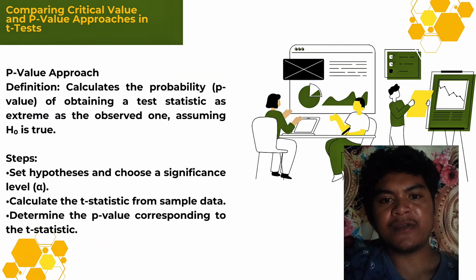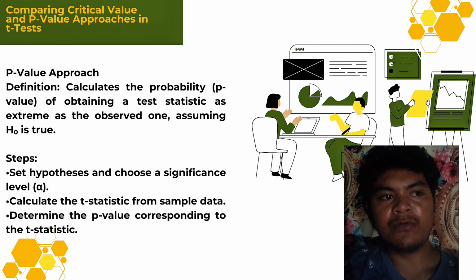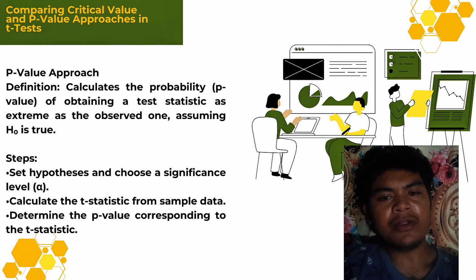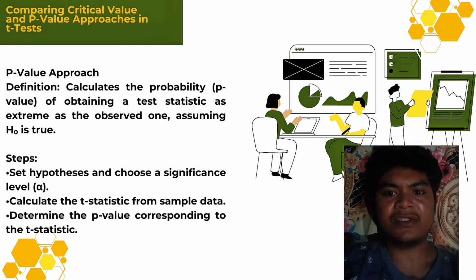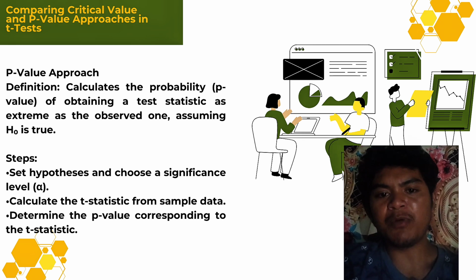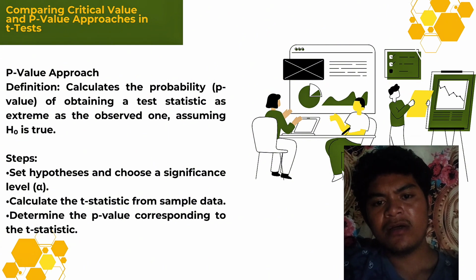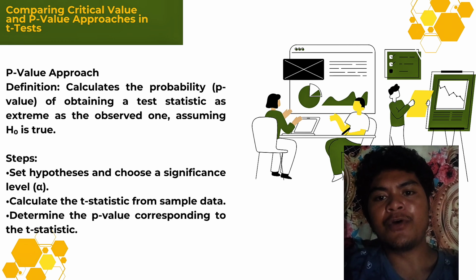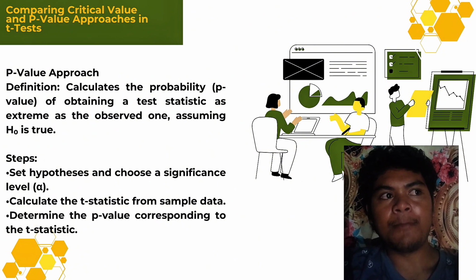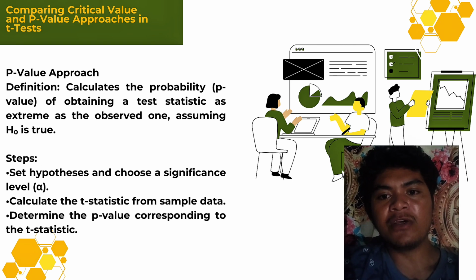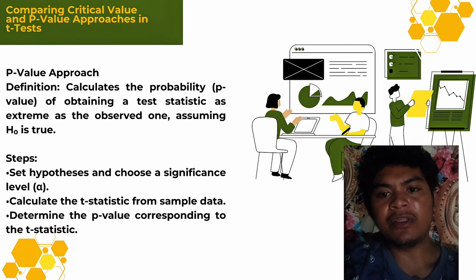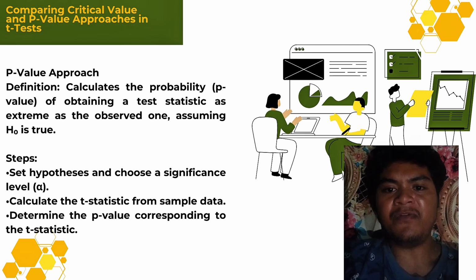The key differences between the critical value and p-value approaches are in decision basis, flexibility, and interpretation. First, in decision basis, the critical value approach compares the t-statistic to a threshold value, while the p-value approach compares probability to the significance level. In flexibility, critical value is less flexible than p-value, because p-value allows for more interpretation. In interpretation, critical value is a binary decision: reject or not reject the null hypothesis. The p-value indicates the strength of evidence against the null hypothesis.